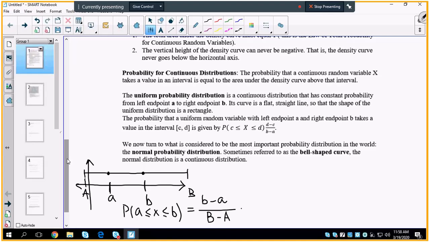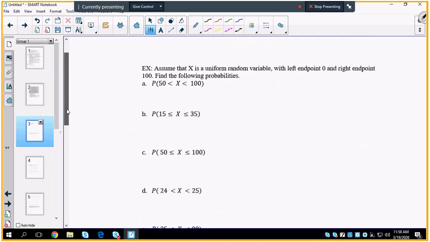I'm just going to skip page number 2 and go to page number 3 and start working on a continuous uniform probability distribution, and you will see things are not that difficult. So let's go to an example for uniform probability distribution.